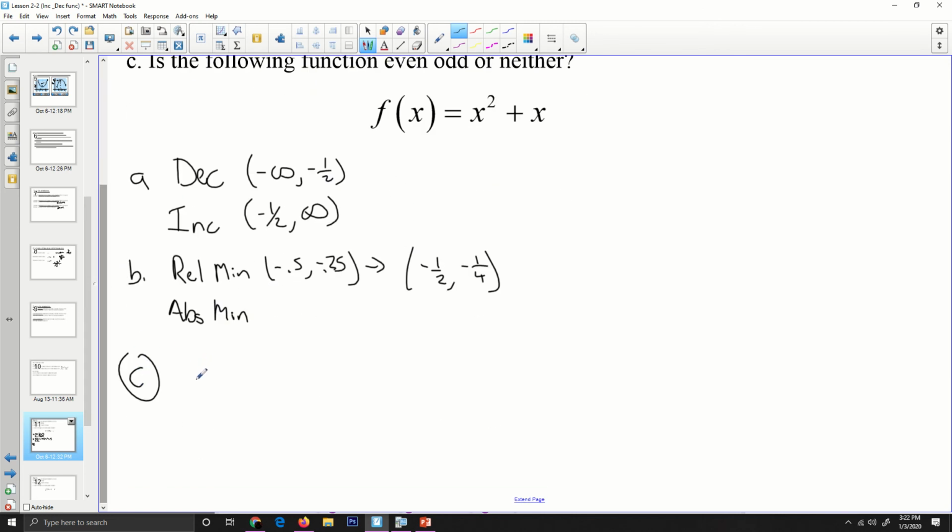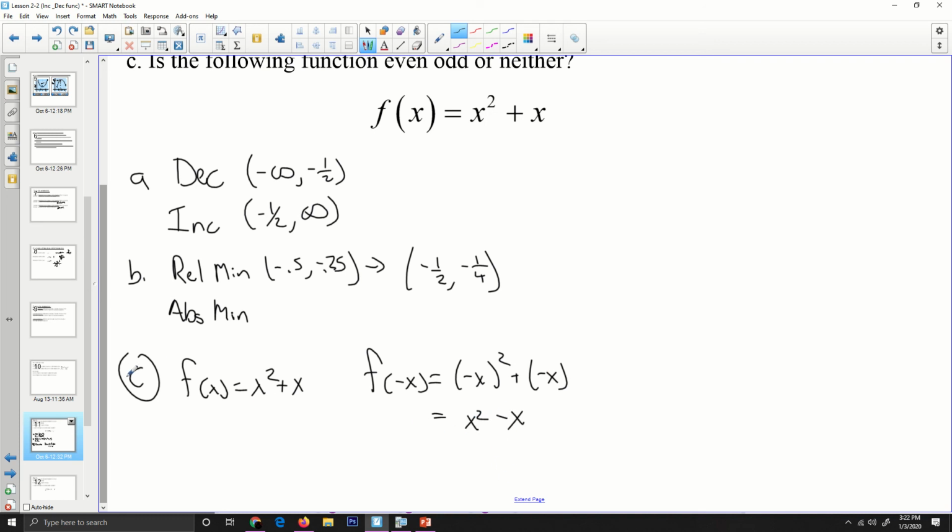We are going to compare f of x, which was x squared plus x, to f of negative x. All right, so I'm going to plug in negative x. So negative x quantity squared plus negative x. Well, negative x times negative x is just x squared, and then plus negative x is like minus x.